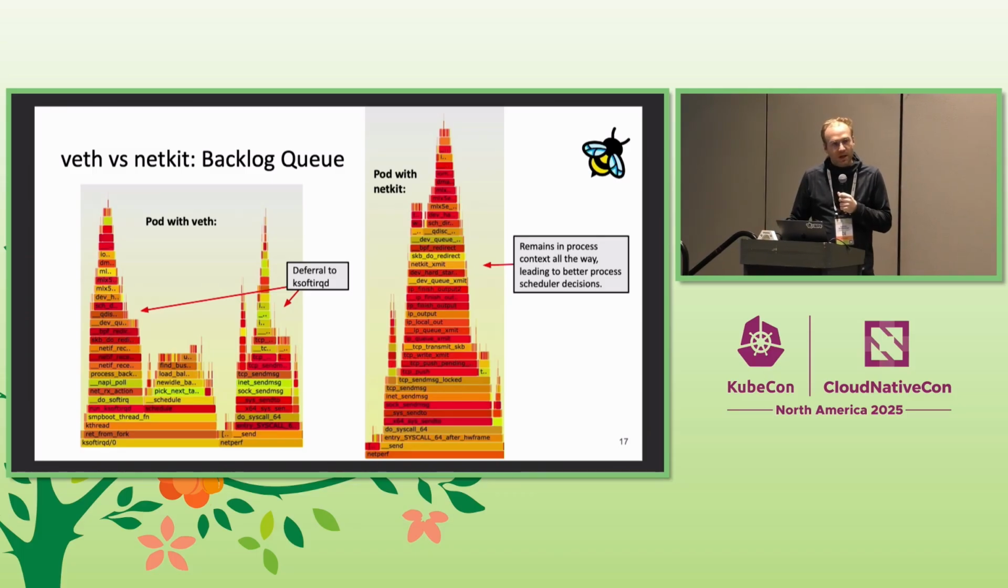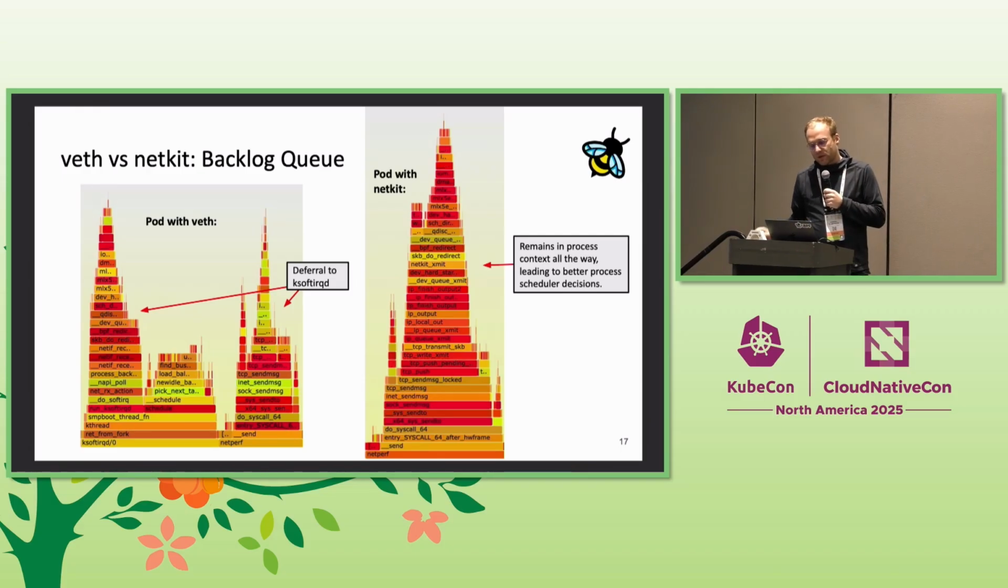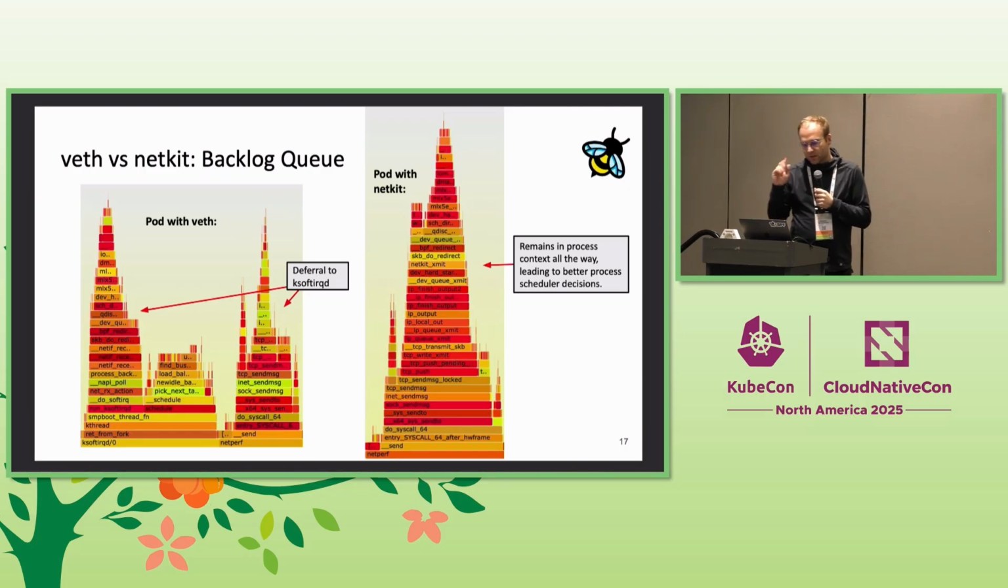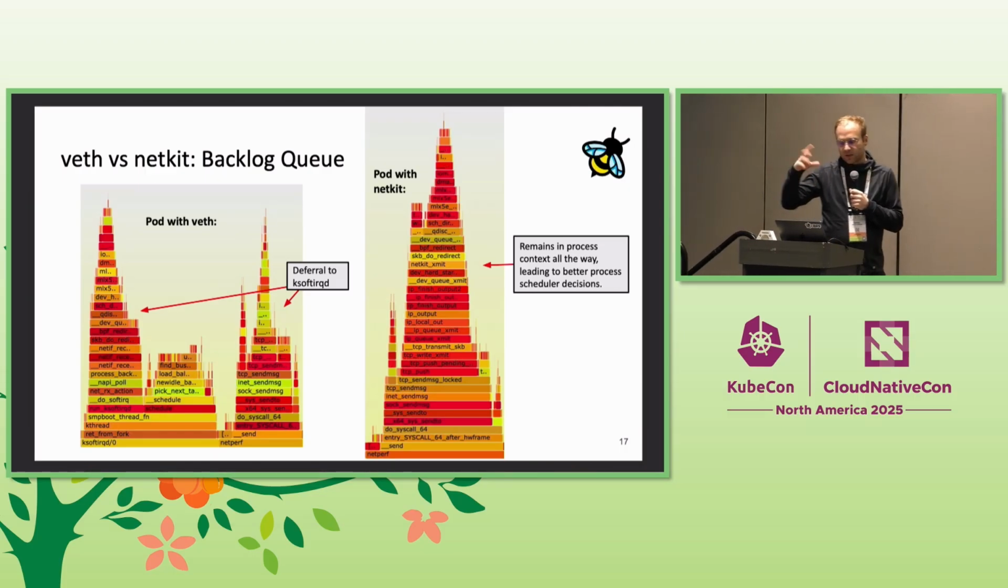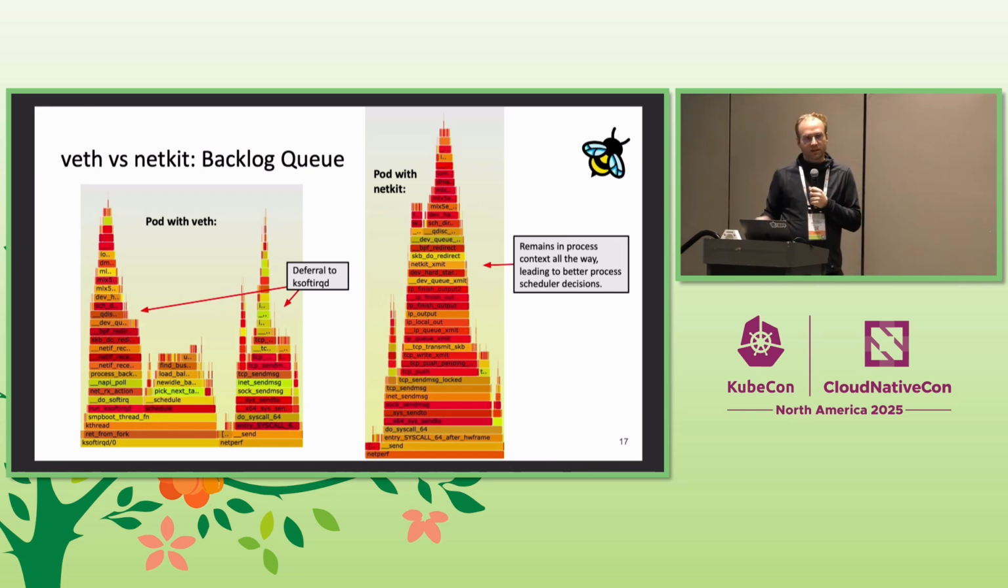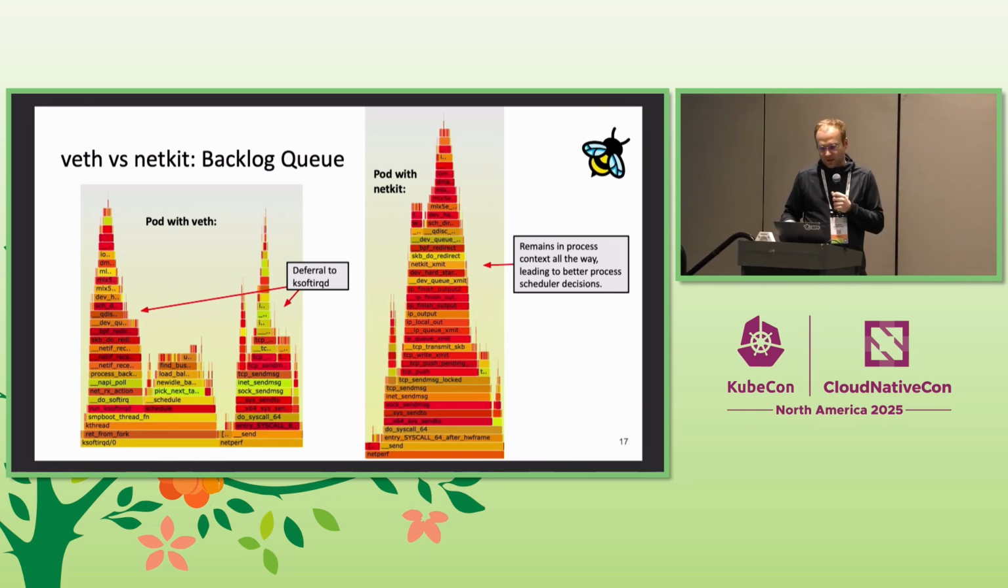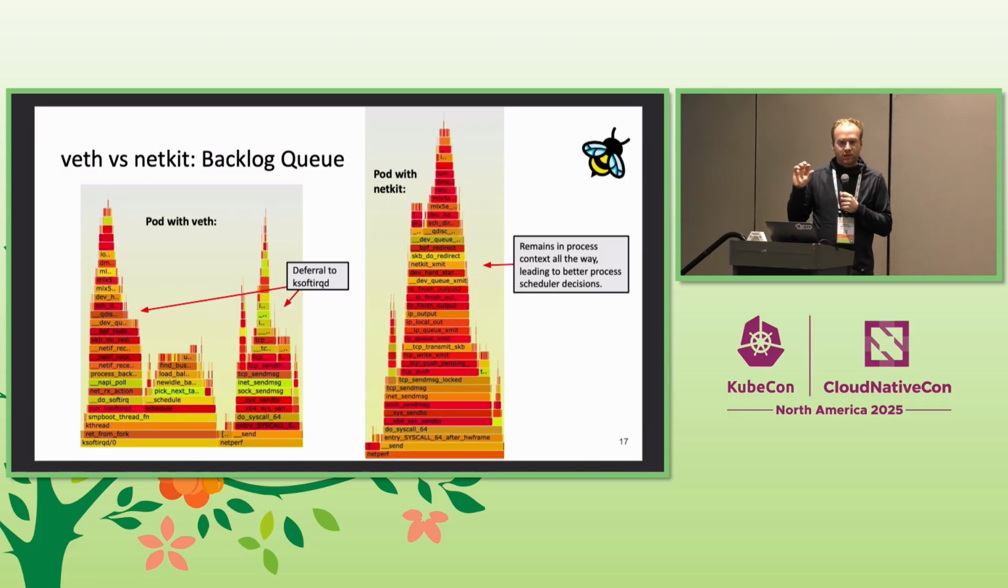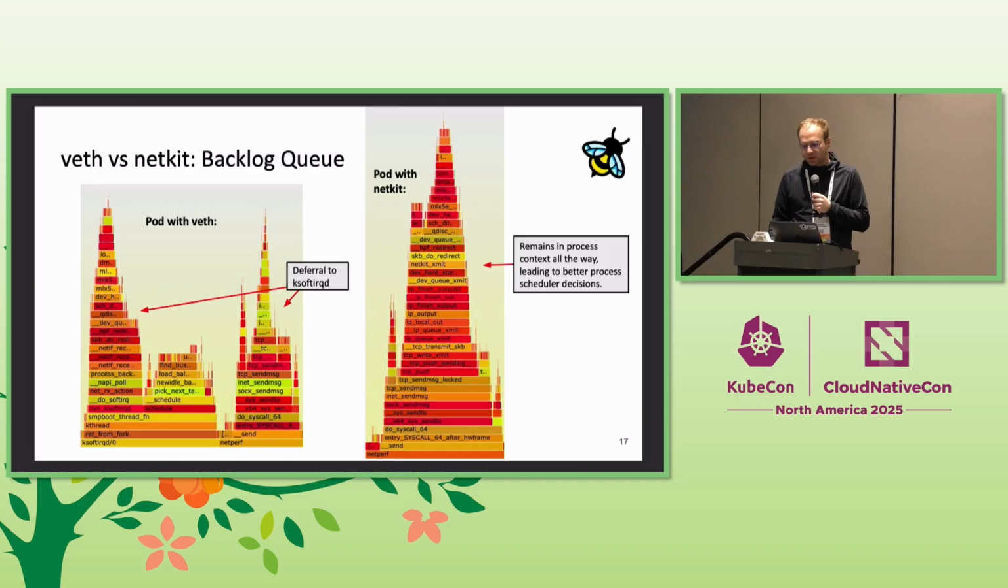That's a flame graph where you can see where cycles are spent if you do performance analysis. And in the case of the veth devices, you can see those two towers where some of the work is done in the process context, and under pressure the other part gets deferred. So you have this double feedback loop. And basically in netkit, we move the BPF logic closer to the application.